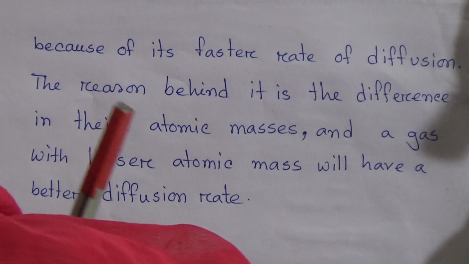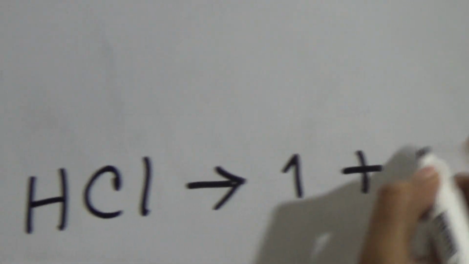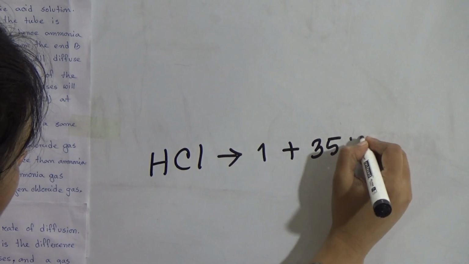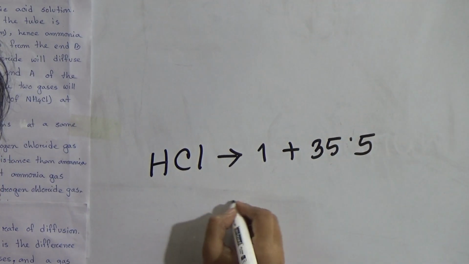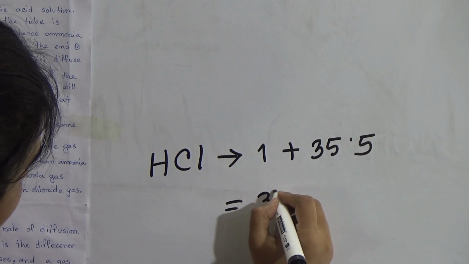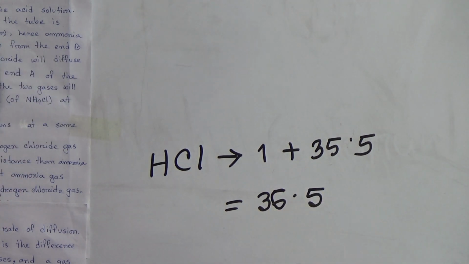Now come to what their difference is. For hydrochloric acid, we know the atomic mass of hydrogen is 1 and the atomic mass of chlorine is 35.5. So the total atomic mass will be 36.5.